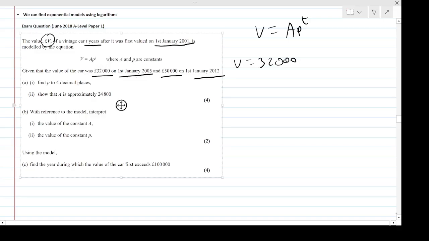And then what's the corresponding time? What value of T would it be? Well, I'm told the value is 32,000 on the 1st of January 2005. Okay, but the model starts at 2001. So how many years have we gone from 2001 to 2005? So you've got 2002, that's 1 year, 2003, that's 2 years, 2004, that's 3 years, and then 2005 would be 4 years. So T would be 4. Okay? And so at that point, I could just substitute that in. So 32,000 for V is going to be A P to the 4.